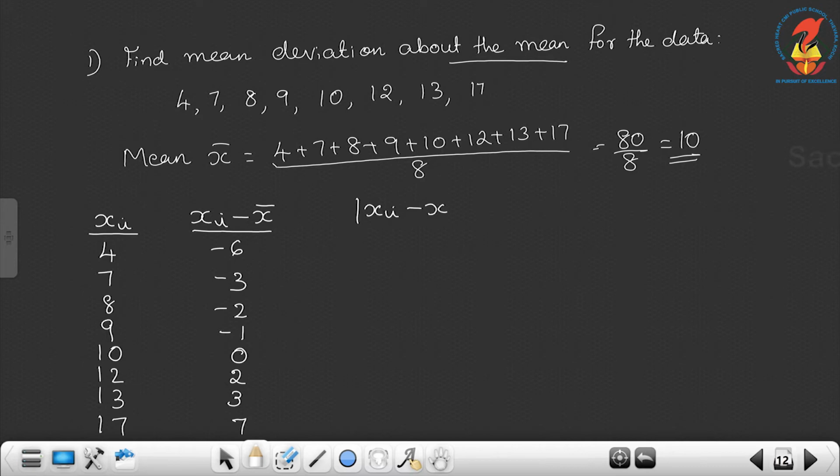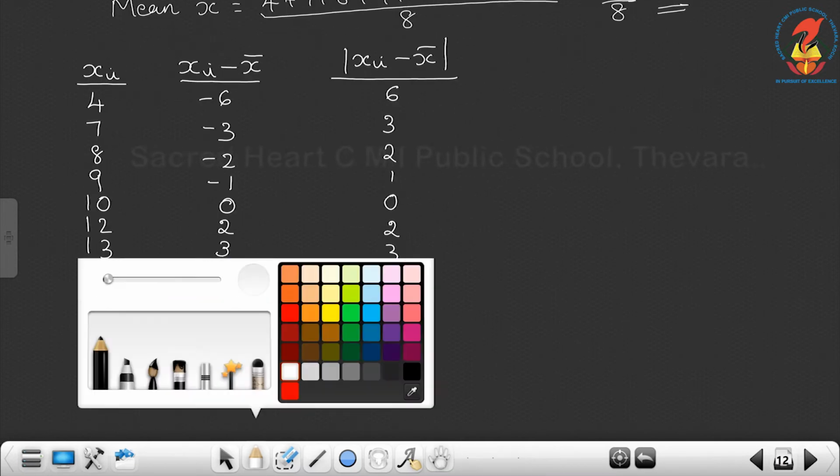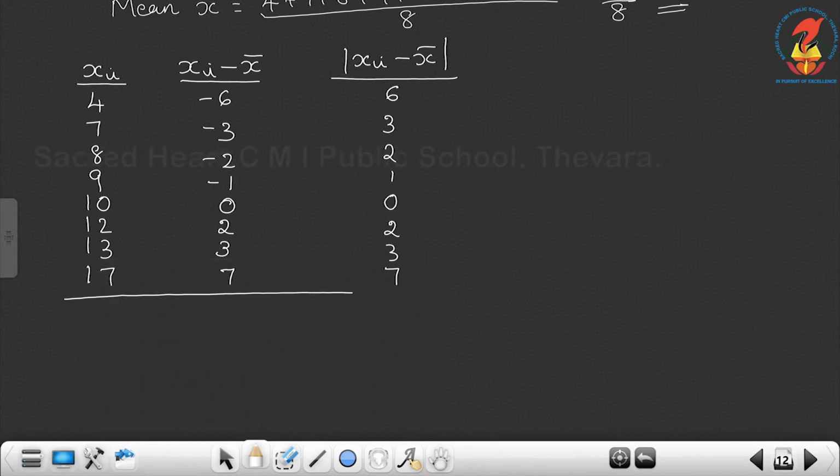What do you mean by absolute value? Neglect the sign. 6, 3, 2, 1, 0, 2, 3, 7. Then find the sum of this last column.